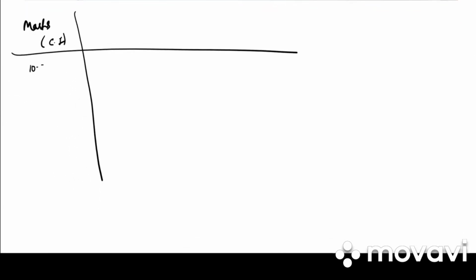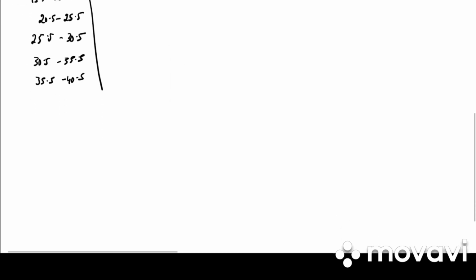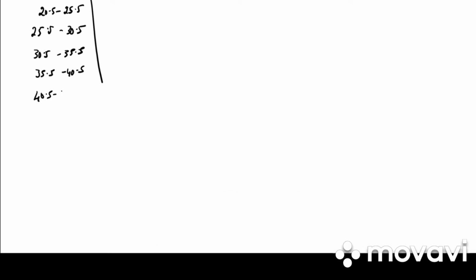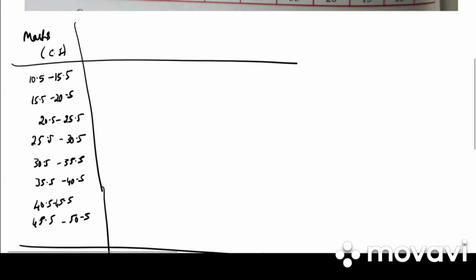So first we have 11 to 15. So minus 0.5 and plus 0.5, so 10.5 to 15.5. Then 15.5 to 20.5, 20.5 to 25.5, 25.5 to 30.5, 30.5 to 35.5, 35.5 to 40.5, 40.5 to 45.5, 45.5 to 50.5. Next we have number of students, that is frequency.